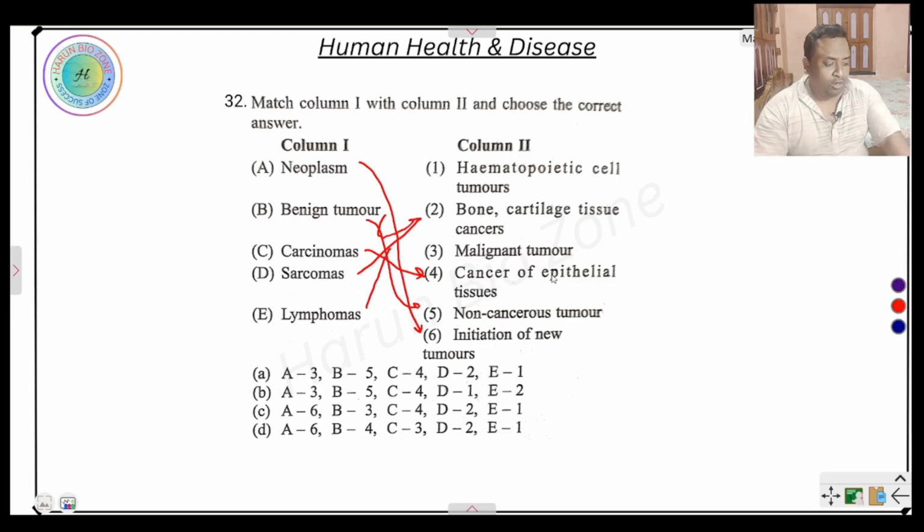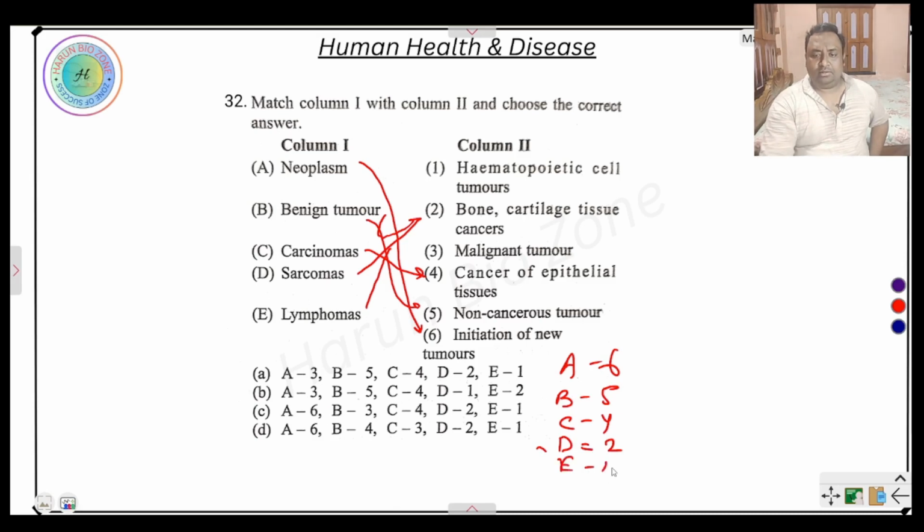So here the correct option is A6, B5. Carcinoma is cancer of epithelial tissue, C4. D, sarcoma, bone cartilage and tissue cancer. D is 2 and E is 1. Correct option.